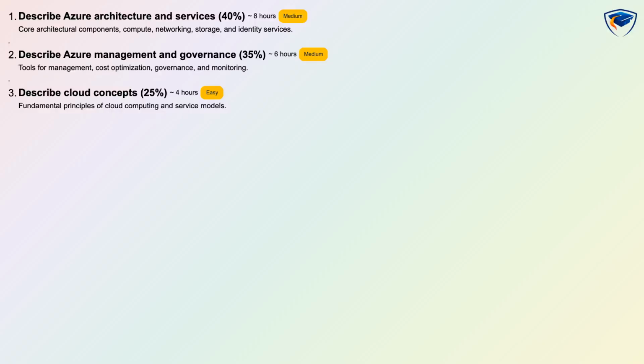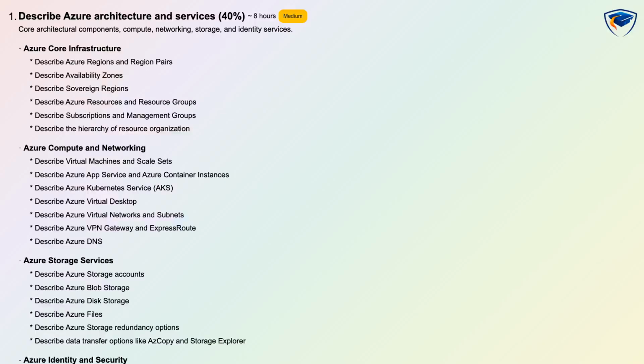The third domain, Describe Cloud Concepts, accounts for 25% of the exam and focuses on fundamental principles of cloud computing and service models. The Describe Azure Architecture and Services domain covers four main topics: Azure Core Infrastructure, Azure Compute and Networking, Azure Storage Services, and Azure Identity and Security.